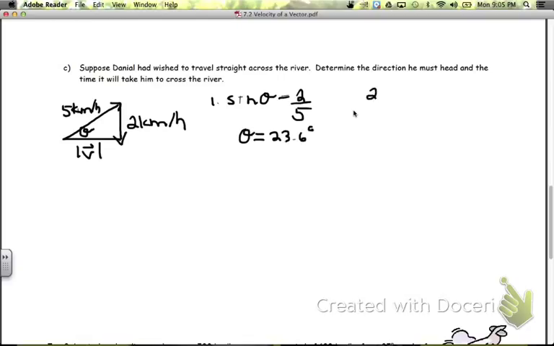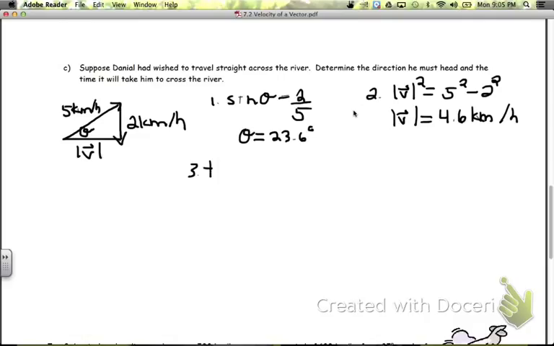Now our second step, we want to find our velocity, so we're just going to use our Pythagorean theorem, so 5 squared minus 2 squared. And when we do our calculations, we're going to get 4.6 kilometers per hour.